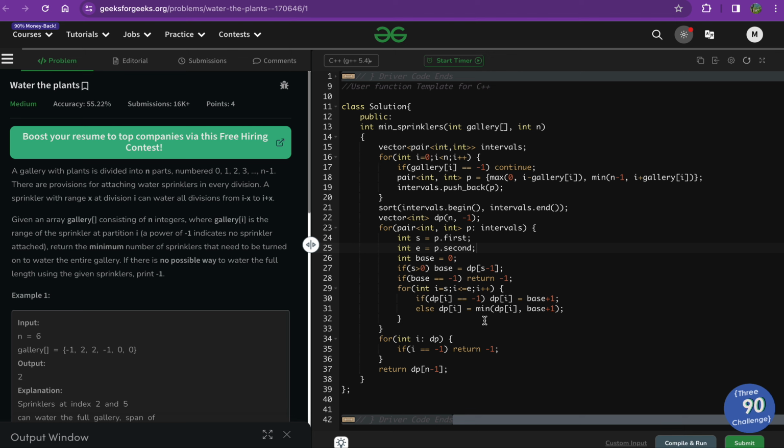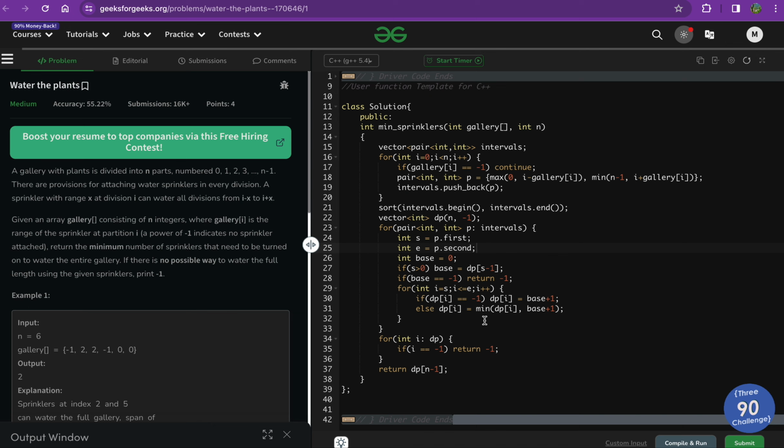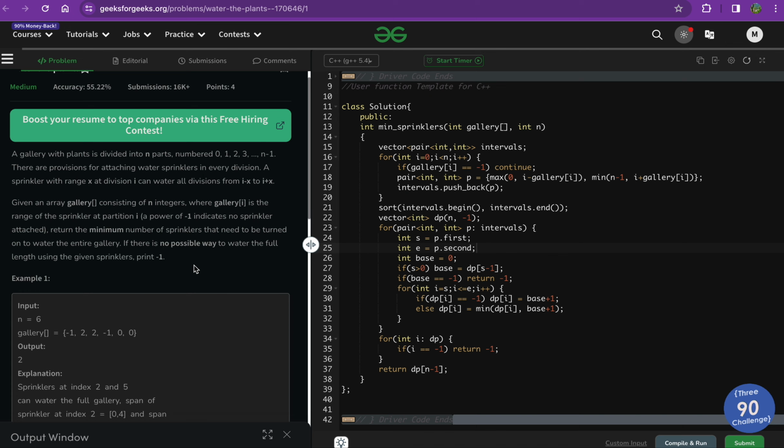This is GeeksforGeeks Problem of the Day, a medium level problem: Water the Plants. The problem states a gallery with plants is divided into n parts numbered 0, 1, 2, 3 till n minus 1. There are provisions for attaching water sprinklers in each division. A sprinkler with range x at division i can water all divisions from i minus x to i plus x.